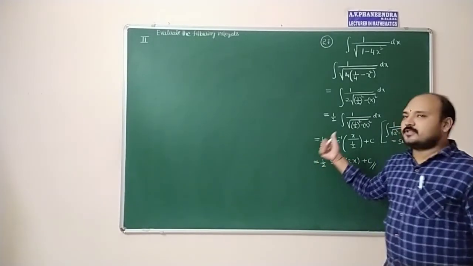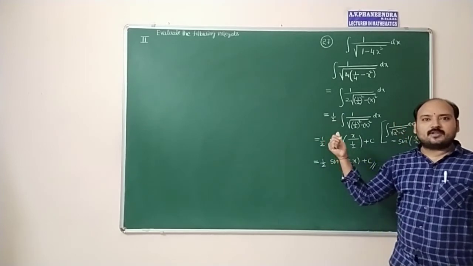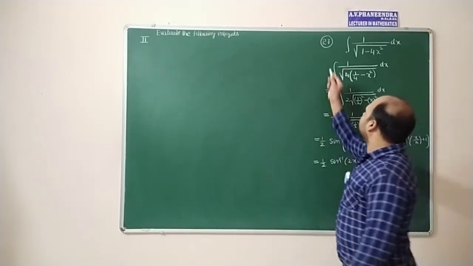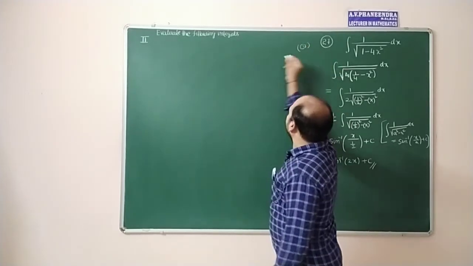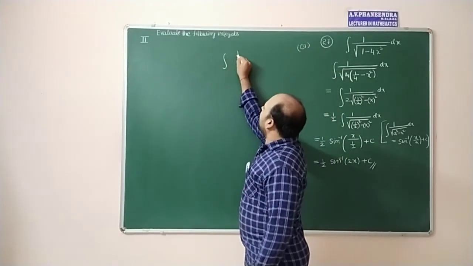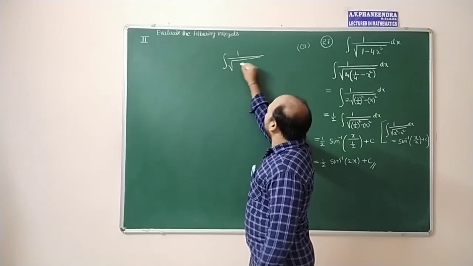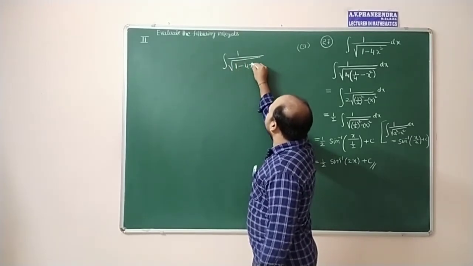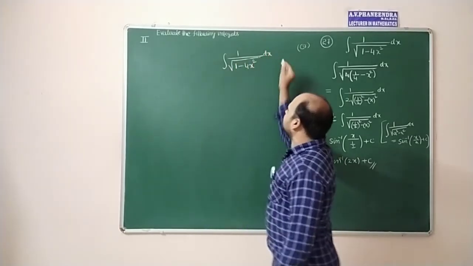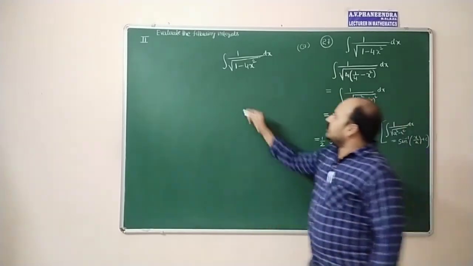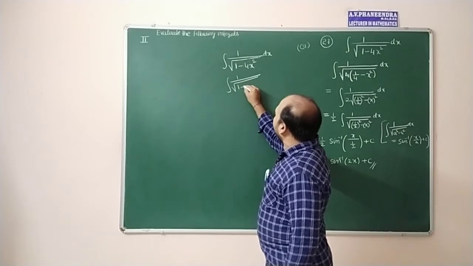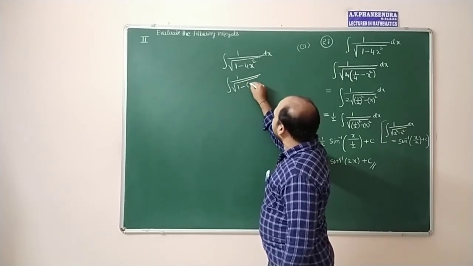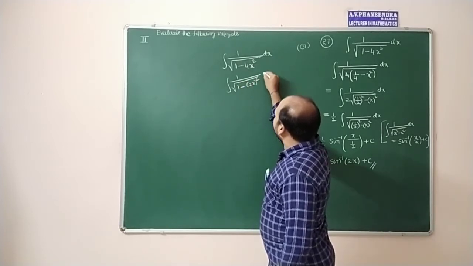Dear students, for this question, I am going to explain the substitution method also. Observe that carefully. Or alternate method. Integral 1 by square root of 1 minus 4x square into dx. This is the question. Integral 1 by square root of 1 minus 4x square can be written as 2x whole square into dx.